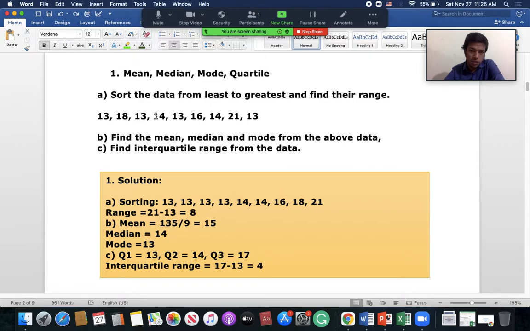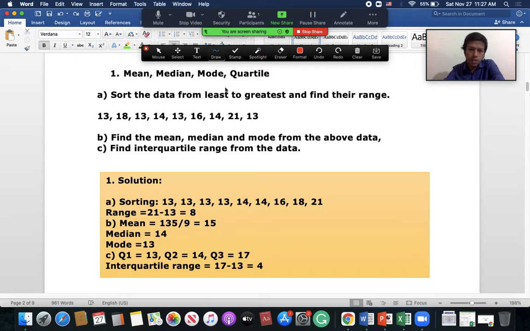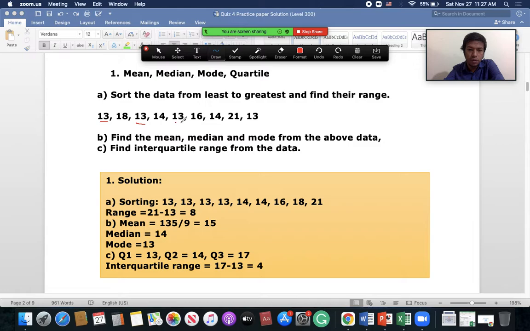This is the answers of the first math: mean, median, mode, and quartile related maths. So the first question is sort the data from least to greatest and find their range. That means we have to arrange it from the lowest value to the highest value this way. From all these numbers, 13 is the lowest value. So first we write 13. Then we have the number 14. Then we move on to 16 and 18 and 21. Then if we arrange the data, it becomes like this.